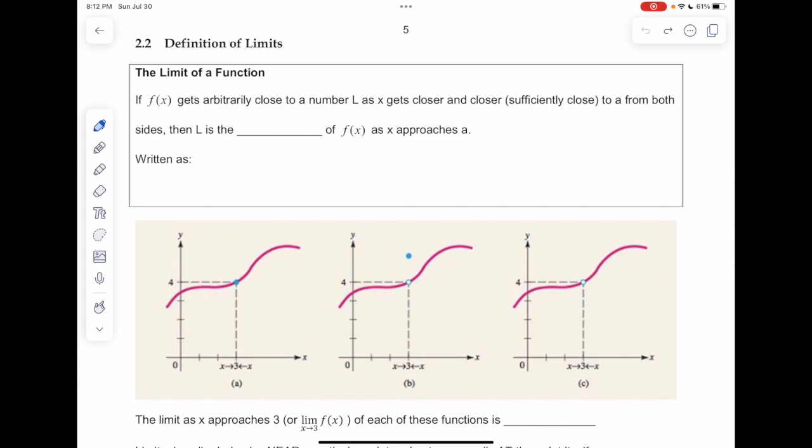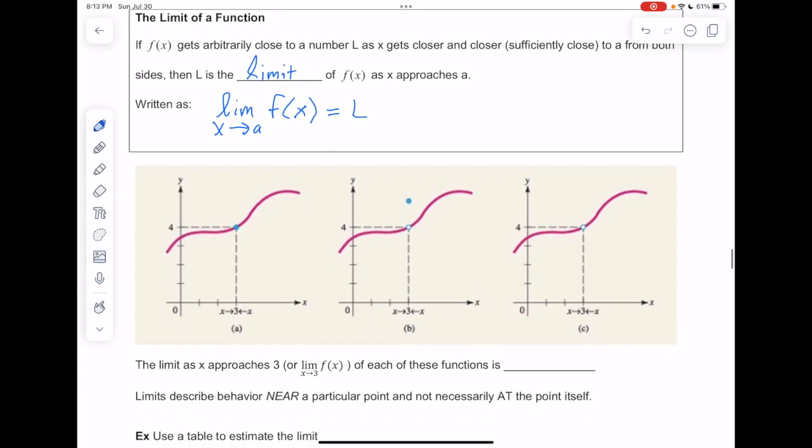So it says, if f of x gets arbitrarily close to a number L as x gets closer and closer, sufficiently close, to a from both sides, then L is the limit of f of x as x approaches a. And then we have a shorthand for that. We write the limit as x approaches a of f of x equals L.